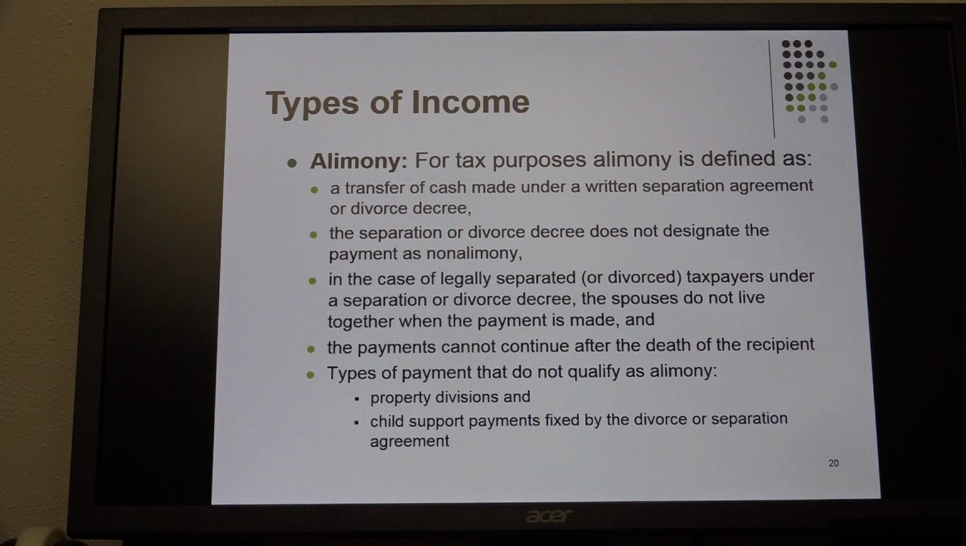If it is truly alimony, and they meet all the requirements that we just discussed, it's taxable to the party receiving the alimony payments, and it's deductible for AGI. See line 31A, to the one paying the alimony. That's a real head scratcher, right? Why should someone paying alimony receive a for AGI deduction?